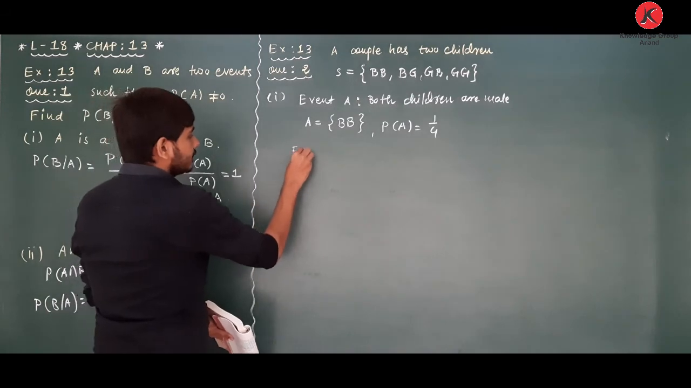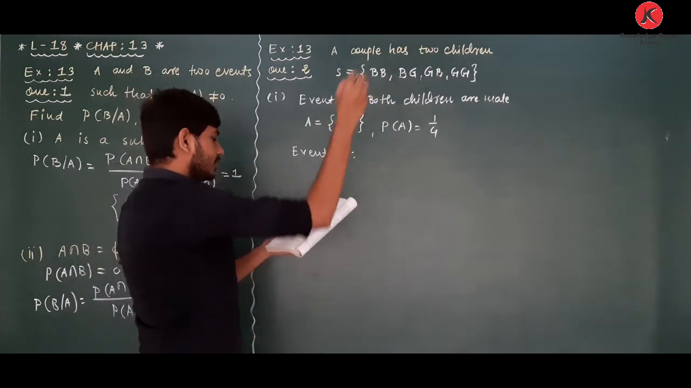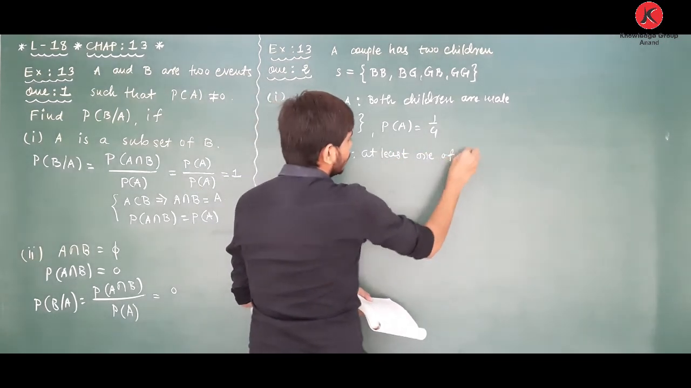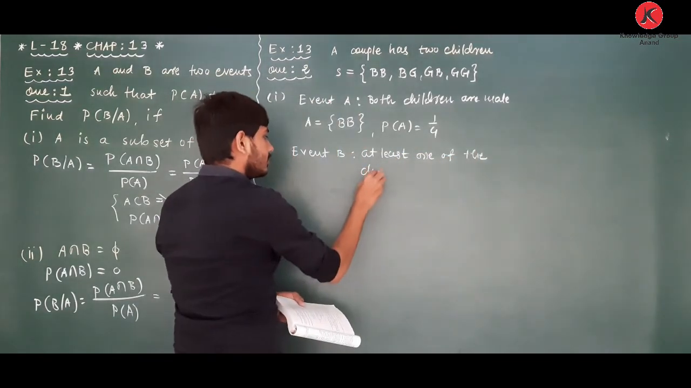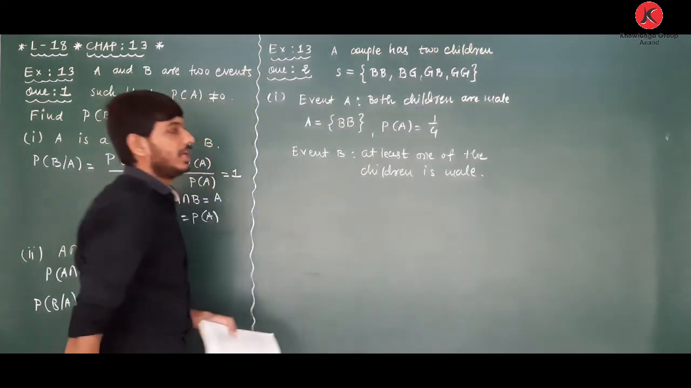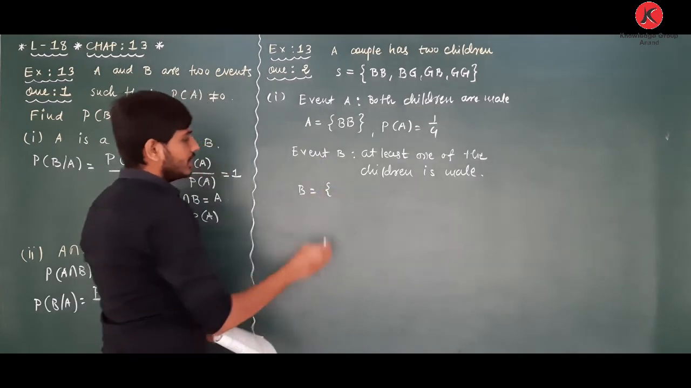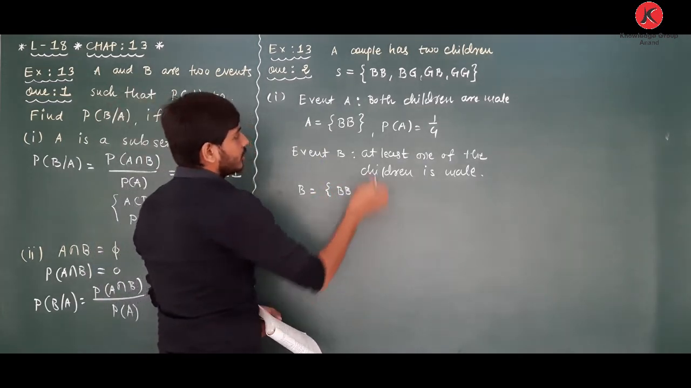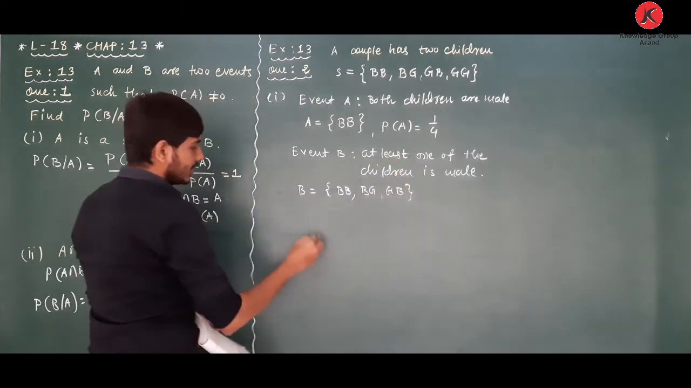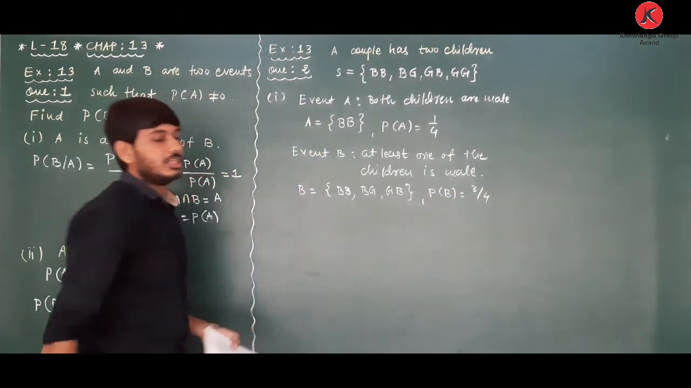Now event B. What is event B? Event B is at least one of the children is male. So at least one, that is one or more than one, is acceptable. The outcomes of event B: two boys is fine, one boy is fine. And the probability of event B, I am writing here, you write below, 3/4.